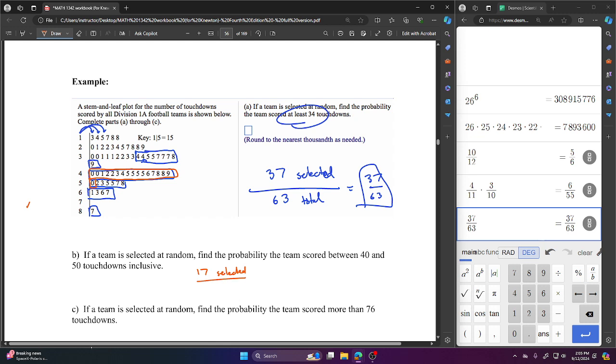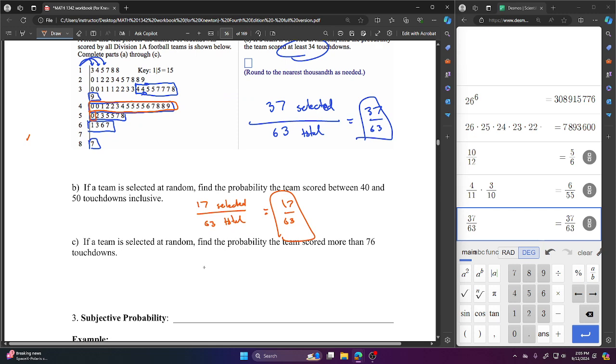All right, count everything else. No, it's 63. 17 is prime, I'm pretty sure, so it's not going to reduce down any. So, if a team is selected at random, is the score more than 76? Yeah, just the one right there, right? Because there are no 76s. So the best thing we got is 87. So one selected out of 63. You got it. There we go. Cool.